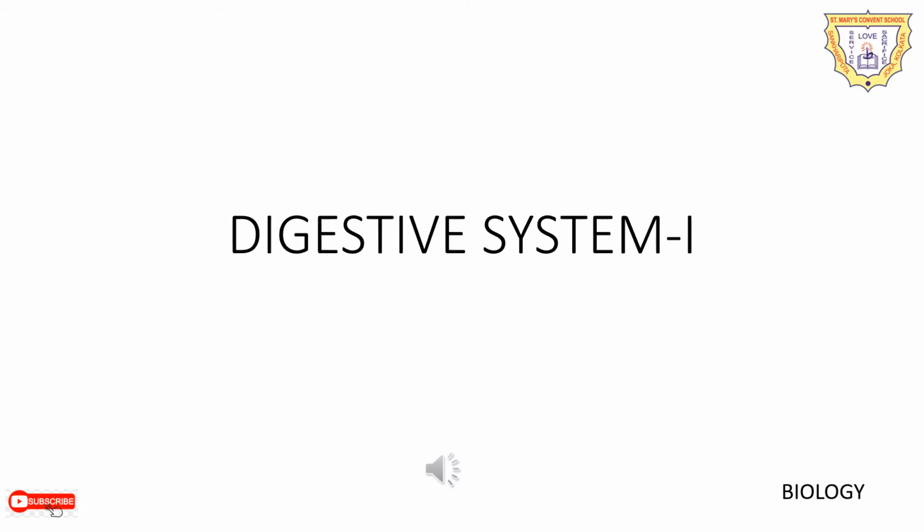Welcome students. In today's class, we are going to read about the digestive system of our body, which is the system that is actually helping us to break down the food material that we are eating, which is in very complex form, into very simple substances or very simple form that can be used by our body for various purposes like energy production or production of new cells, etc.